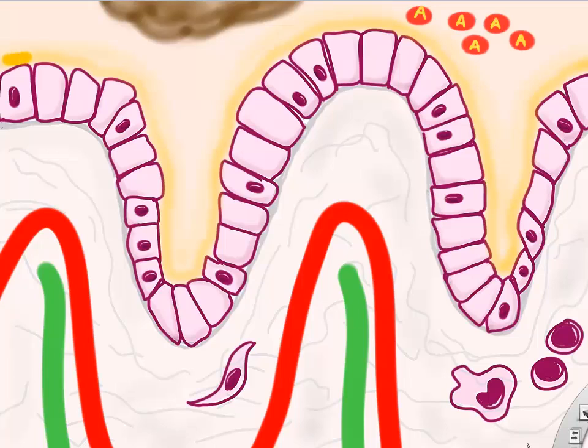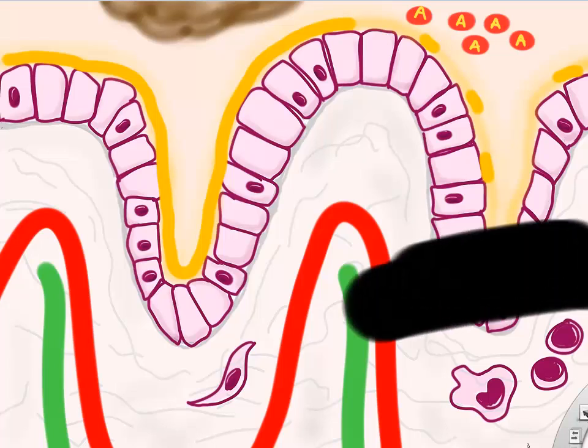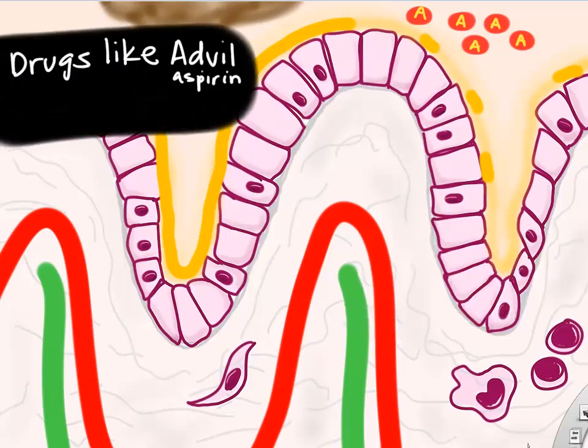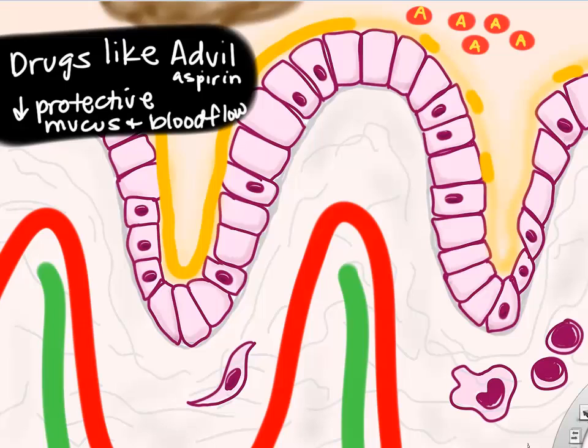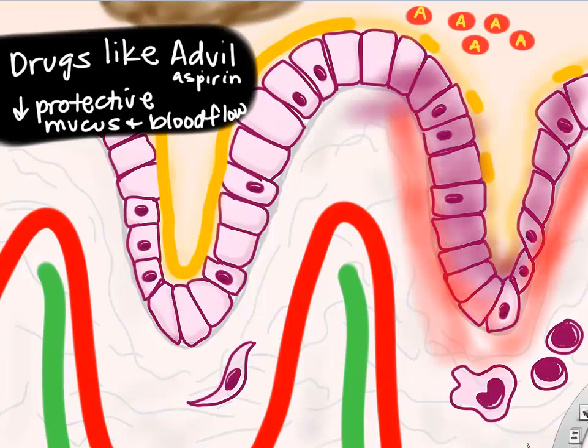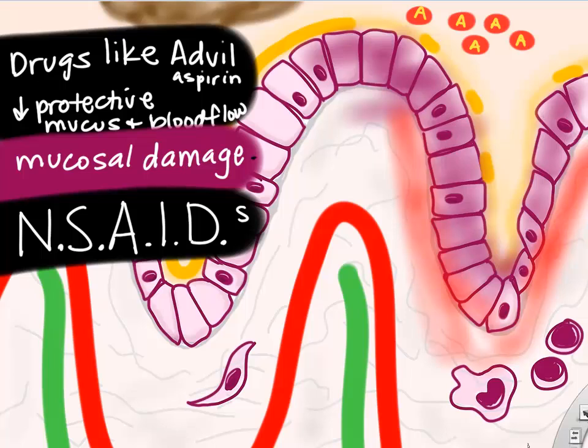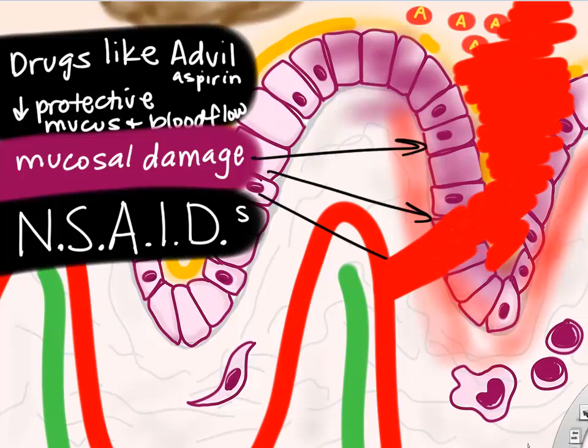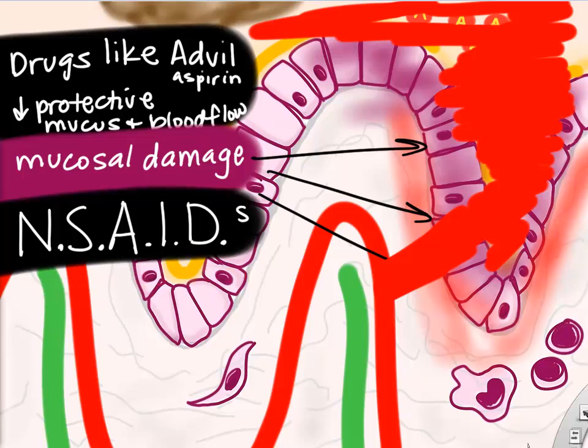The other thing that can cause ulcers is our NSAID drugs, non-steroidal anti-inflammatory drugs like Advil and aspirin. They decrease the protective mucus production, and they decrease blood flow that helps protect the mucosal layer. And so that damages those simple columnar cells again and can cause ulcerations in the lining of the stomach. Again, that bleeding can sometimes be serious or even deadly.